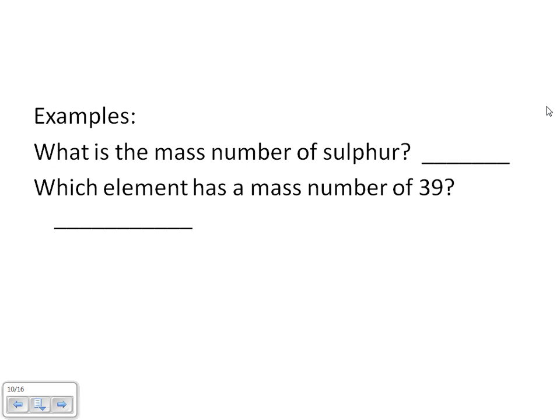So what is the mass number of sulfur? If you look at that, I think on your periodic table it's 32.1, so we round that down to 32. What element has a mass number of 39? Potassium does.